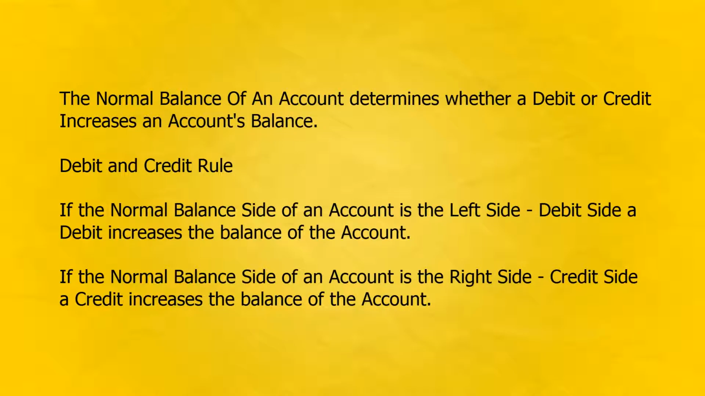The normal balance of an account determines whether a debit or credit increases an account's balance. Debit and credit rule. If the normal balance side of an account is the left side, debit side, a debit increases the balance of the account. If the normal balance side of an account is the right side, credit side, a credit increases the balance of the account.